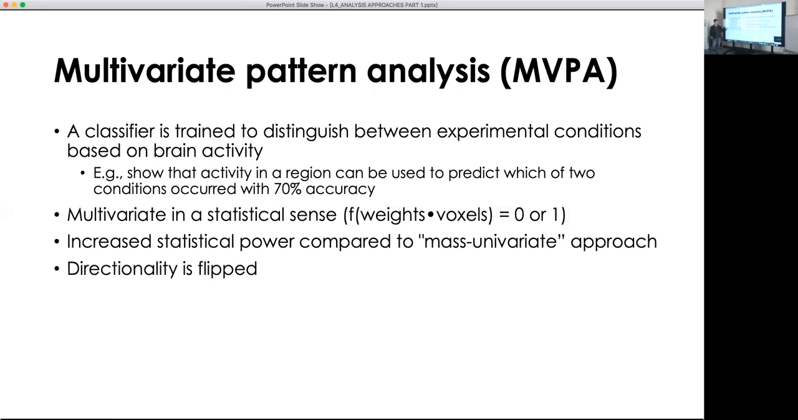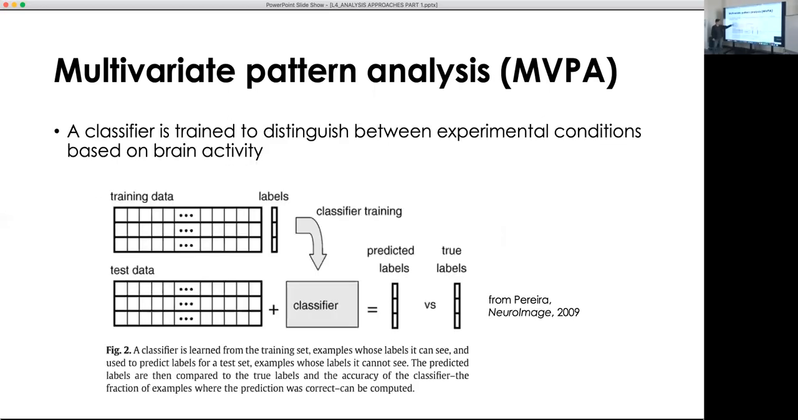Another aspect is, if you think about it, the directionality of this model is flipped. So a t-test, you can think of, you change the experimental conditions and you're looking at the effect on the response. Whereas here, as we saw in the diagram, you start with activity and then you're kind of predicting the experimental conditions. So the directionality is kind of reversed here.